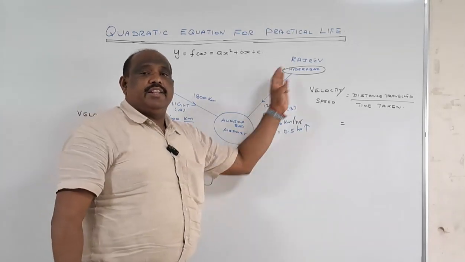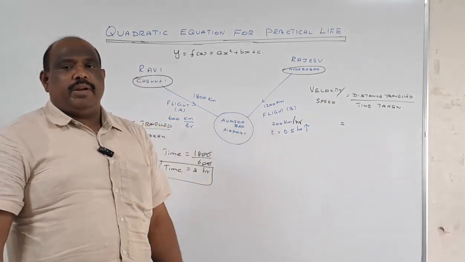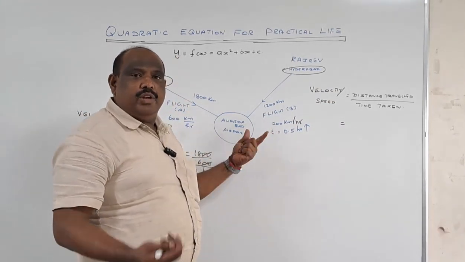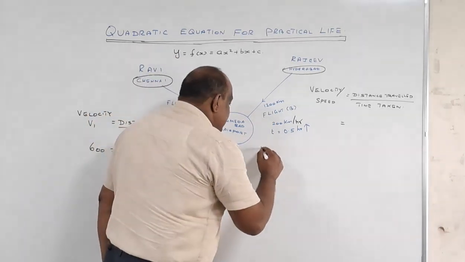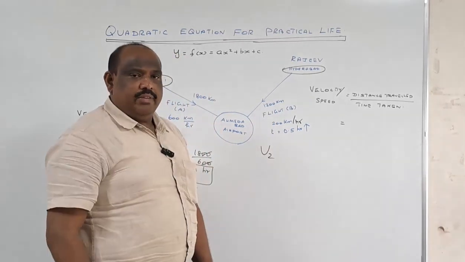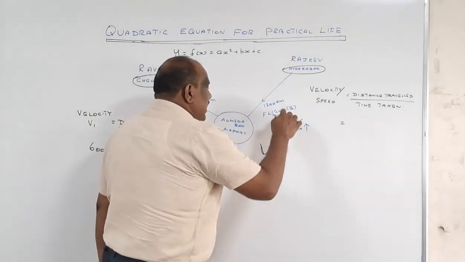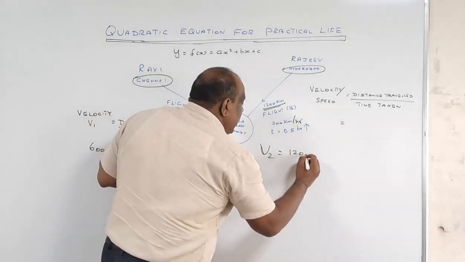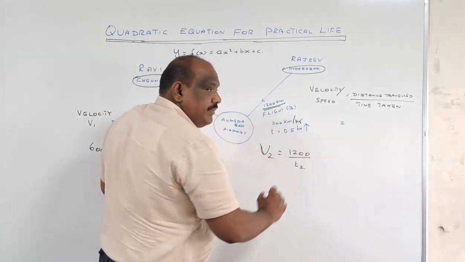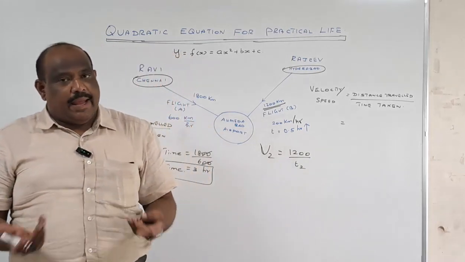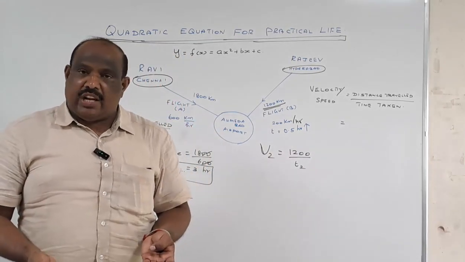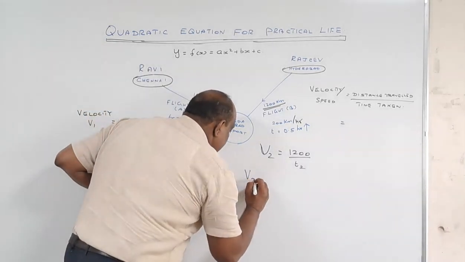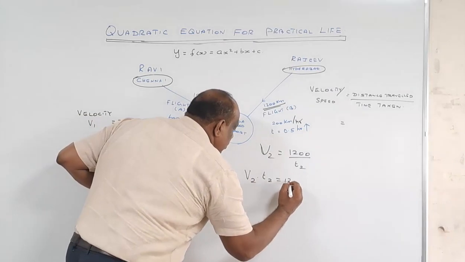Let us now come to the little more complicated region of Rajiv. Do we know the speed of flight B? No, we do not know the speed of flight B. Let us keep the speed as V2. What is the distance? Yes, I know the distance. It is 1200 kilometers. What is the time? No, I don't know the time. I don't know the speed at which flight B is traveling, but I know only the distance. So from this I can say V2 into T2 is equal to 1200.